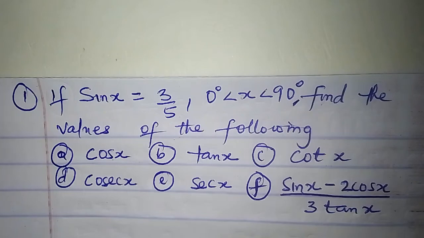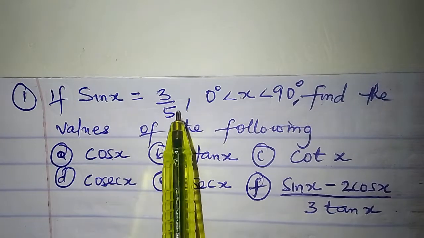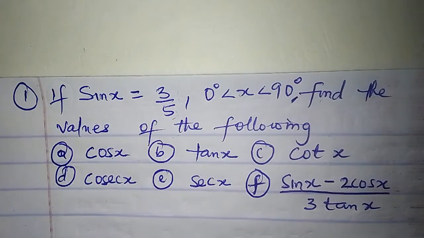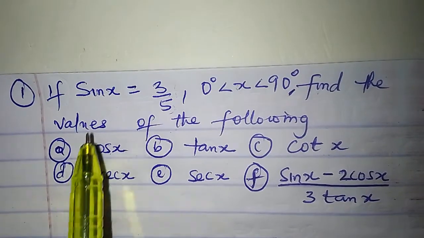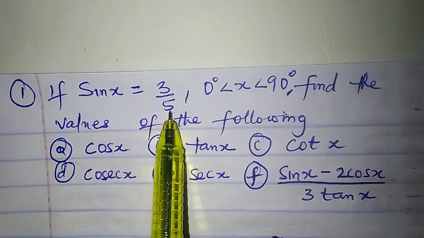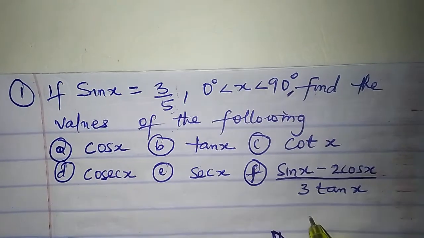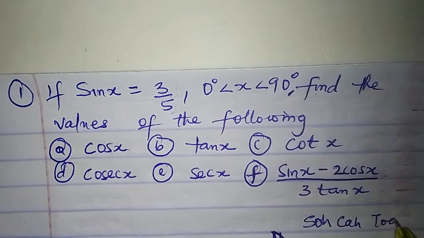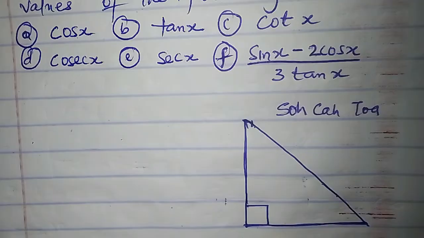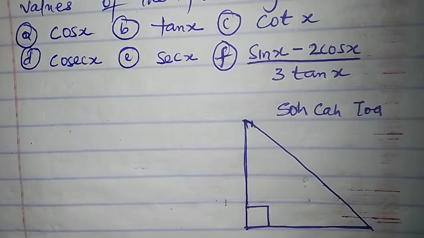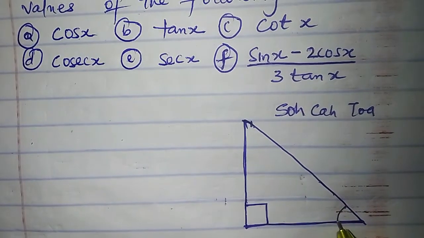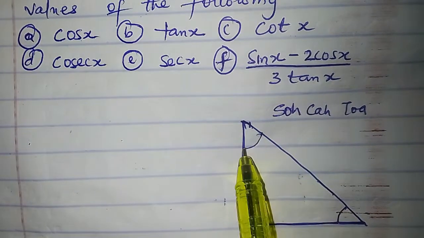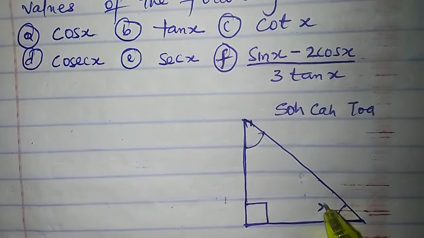The first thing I will do is to represent this information on a right-angled triangle. Sin x is 3 over 5. Bear in mind SOHCAHTOA. This is my right-angled triangle. I can either place my x here or here. Any one I choose, but I want to use here.